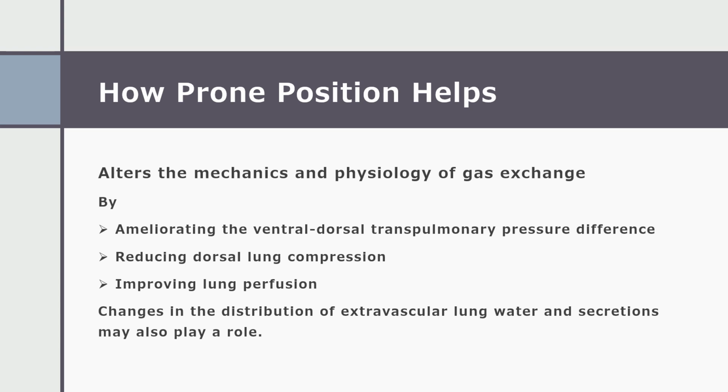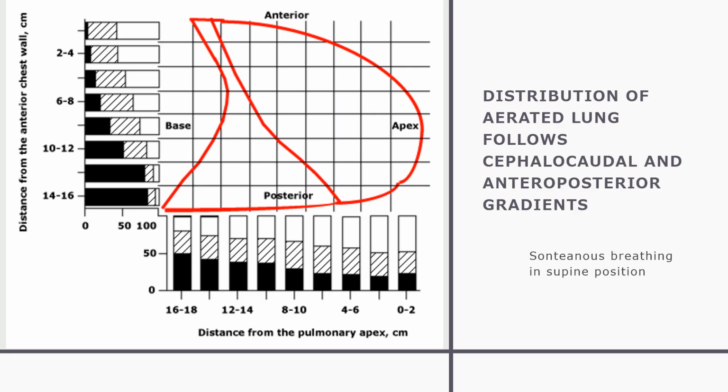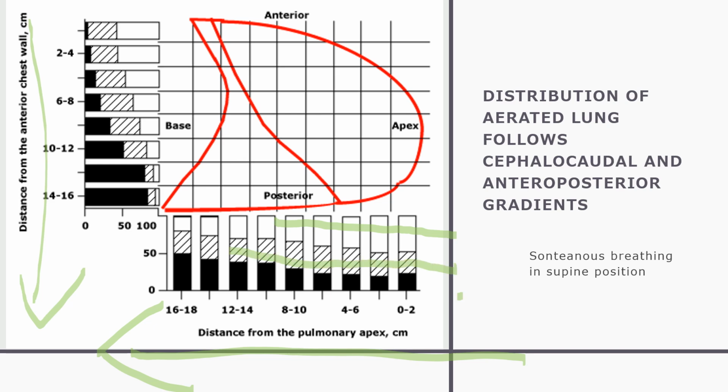I will discuss each aspect of the mechanism which helps in improving oxygenation individually, but before that I will go through a diagram representing distribution of aerated lung in a spontaneously breathing patient in supine position. Here we can see the diagram. This is a sagittal section of lung in supine position. This is the anterior-posterior axis and this is the cephalocaudal axis. This is the open or aerated part of the lung. The hatched part is the poorly aerated lung and the closed or black part is the non-aerated lung.